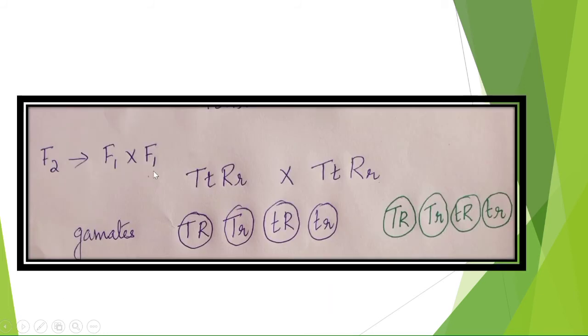F2 means F1 crossed with F1, that is self-pollination. So heterozygous tall and round crossed with heterozygous tall and round. We have a total of 4 kinds of gametes produced by a single parent. Total 8 gametes will be present. So if you see the gametes, one gamete will have capital T with capital R, another gamete will have capital T with small r, third gamete will have small t with capital R, and fourth gamete will have small t and small r.